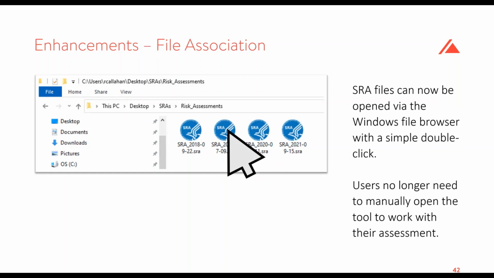Next, this is a small enhancement, but we hope it's a really helpful one. File association in Windows is something we didn't have before. SRA files are now associated with the SRA tool in Windows, which means that instead of having to open the tool and find your file from there, if you have your SRA file stored somewhere, here I've got it, this PC, desktop, SRAs, risk assessments, if you just double click on one of these, it'll automatically open the tool and you'll be in your assessment. So hopefully that provides a little bit of an easier workflow for users working with their risk assessment.